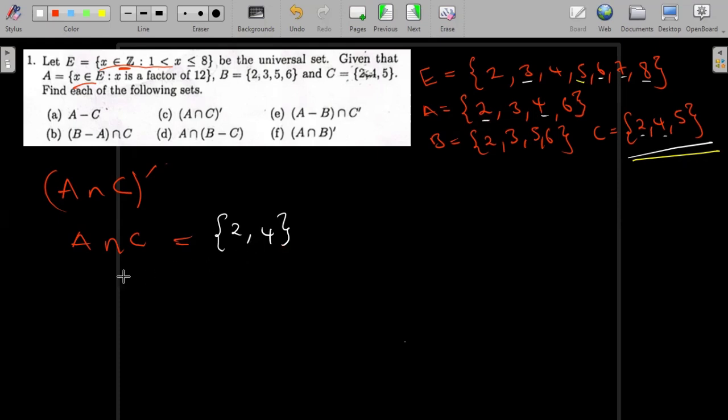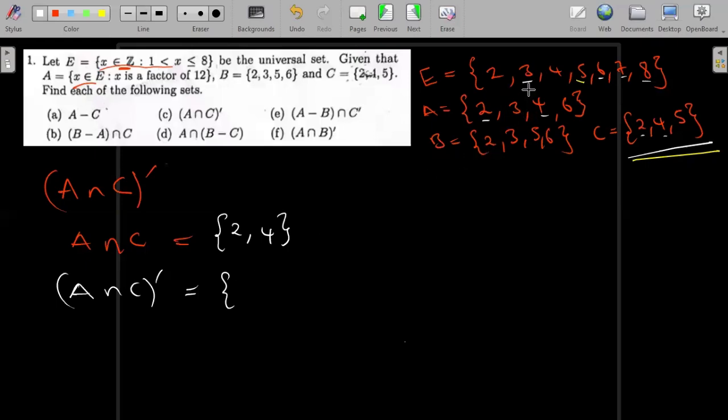And now from here, I have to check. Complement just means all elements that are not in that set, but sit in the universal set. So to find my A intersect C complement, I just look for elements that are not in A intersect C, and those elements that sit in the universal set, I can list them.